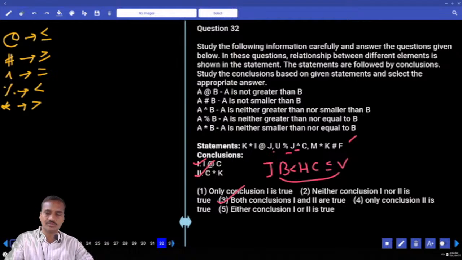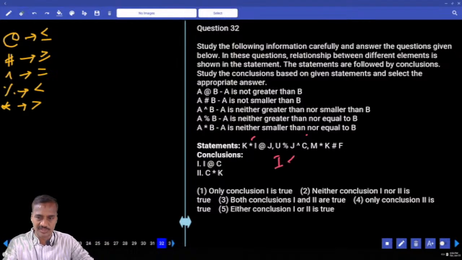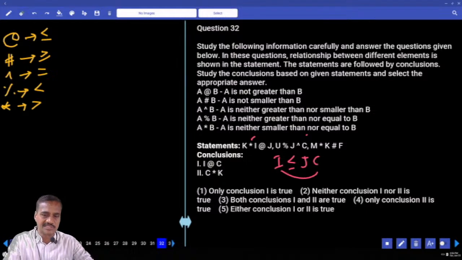Then coming to 32. Can you tell me 32? Now I and C, where is I, where is C? J is common. I to J, I at the rate of, I lesser than or equals to J. J power, J equals to C. I is either lesser than or equals to C. Here, at the rate of and I lesser than or equals to C, definitely true.